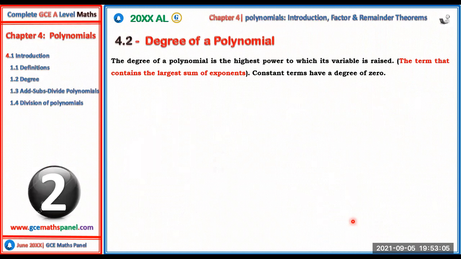Normally, constant terms have a degree of 0. For example, 2 is a constant. The degree of 2 is 0. Why? It has no variable, or it's a term without a variable. All right.